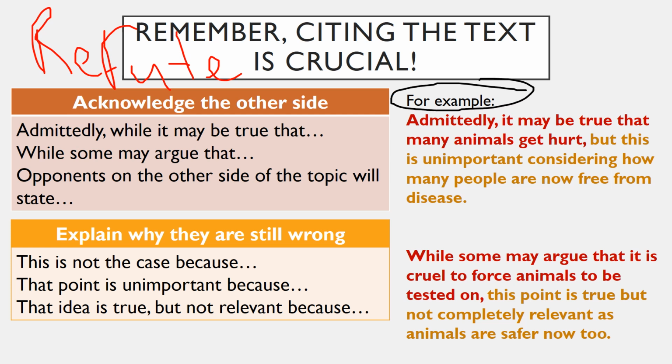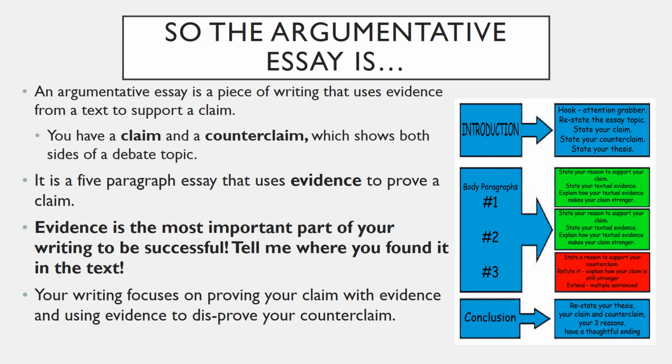Admittedly, it may be true that many animals get hurt, but this is unimportant considering how many people are now free from disease. While some may argue that it is cruel to force animals to be tested on, this point is true, but not completely relevant as animals are safer now too. So, all in all, we want to make sure we're citing the text, using evidence, and explaining it. When it comes time to refute the other side, we want to be very clear about why our side is stronger. That is how you write a fantastic argumentative essay.